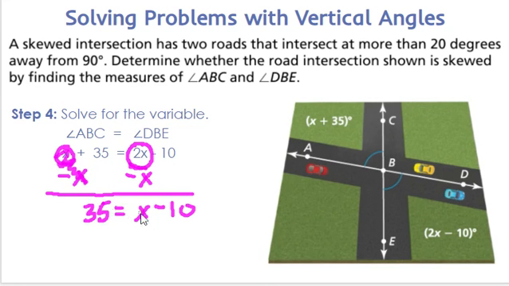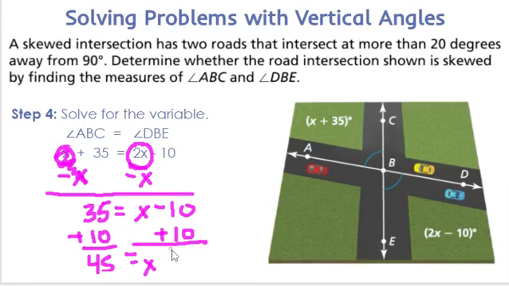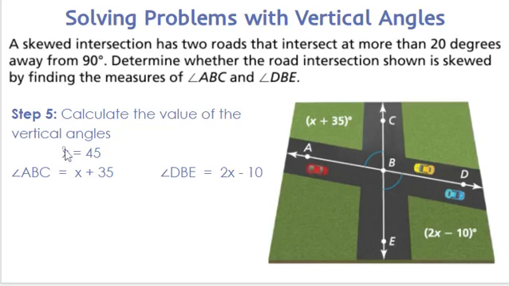Now I have my x only on one side. So I can go ahead and start doing my inverse operations. So I'm going to add 10 to both sides. And in this case, I find out that 45 is equal to x, or x is equal to 45. Now I've solved one part of my problem. I know what x is equal to. In the next part of my problem, I'm going to substitute the value of 45 in order to calculate the value of each of the angles.